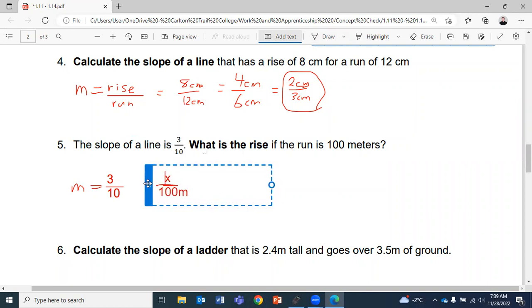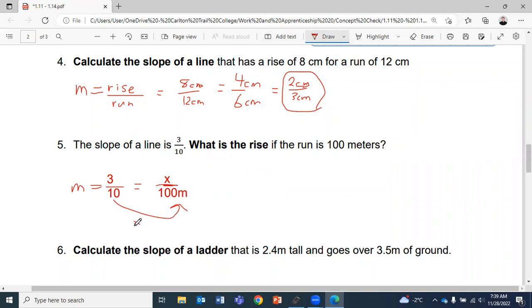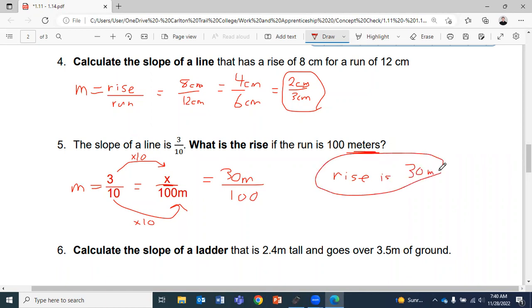So one thing I can do is, these have to be equal, right? These are the same thing, just different numbers, just like up here. So I took 10, I times it by a number to get to 100 here, right? I took 10, I times it by 10 to get to 100. So I do the exact same thing with the thing on the top, right? And if I do that, I know then that my answer is going to be 30 meters, right? The unit, the measurement is really important, over 100 meters. The rise is 30 meters. That's my final answer.